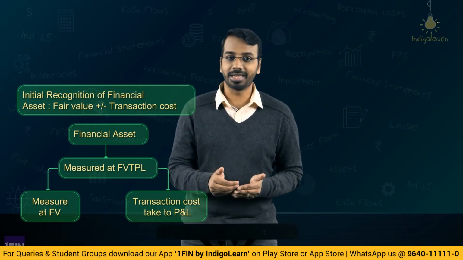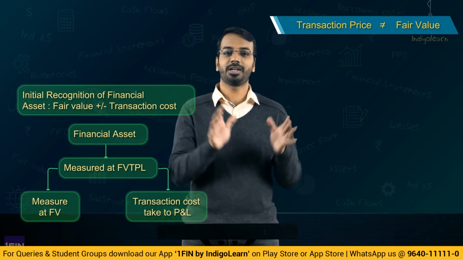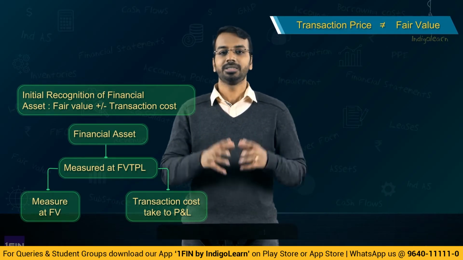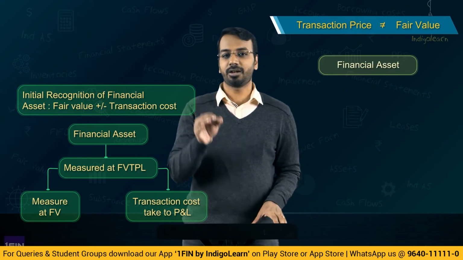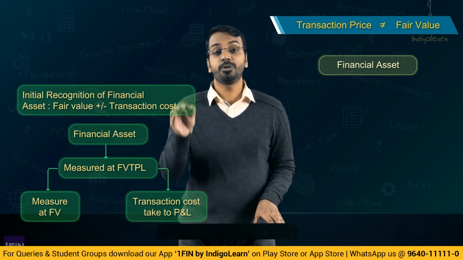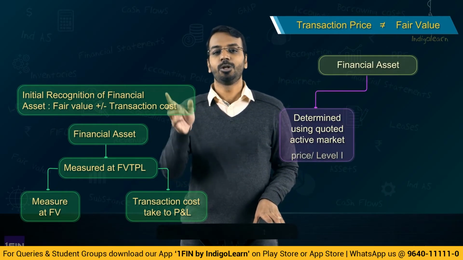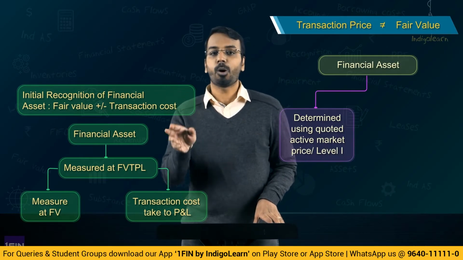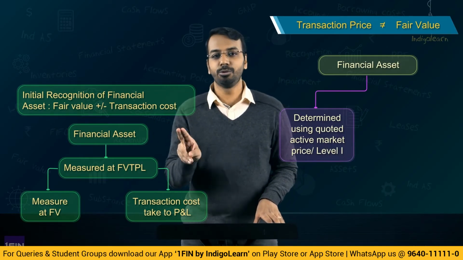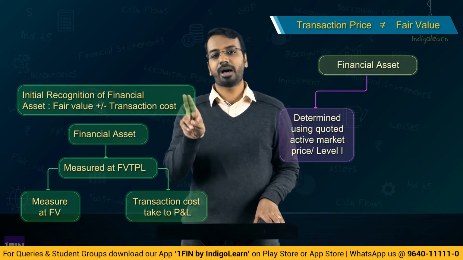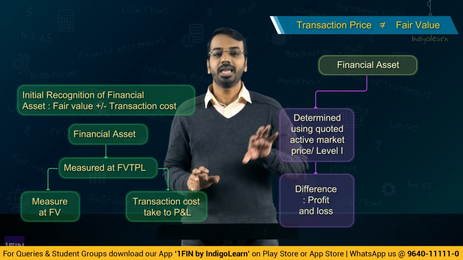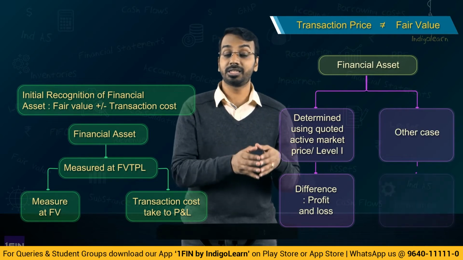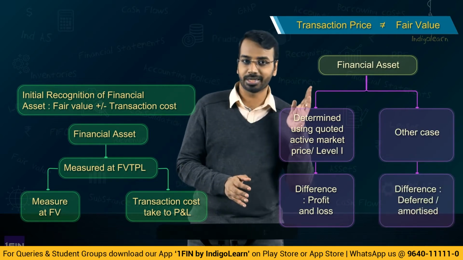But in some cases, the transaction price may not reflect the fair value. There may be a difference. Now, how do we handle the difference between the fair value and the transaction price? For that, you have to check whether the fair value is determined with reference to quotes from an active market or by using techniques which use only observable market inputs. In these cases, the difference will be taken to P&L. In other cases, the difference will be deferred and amortized, right?